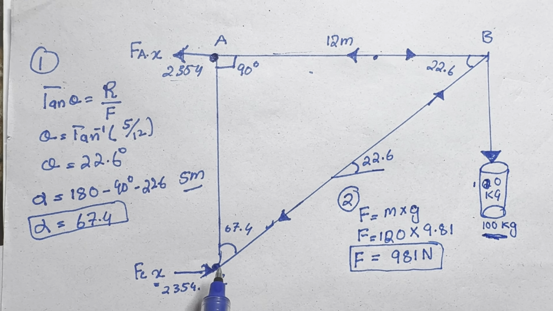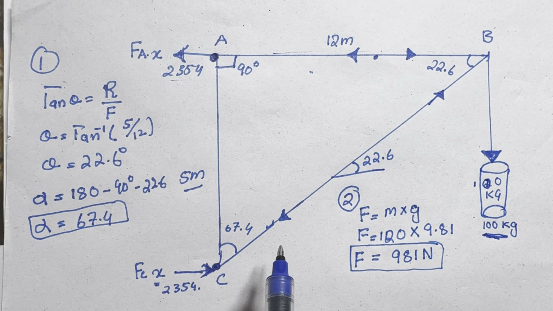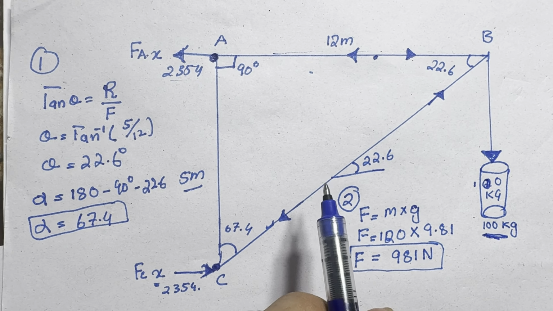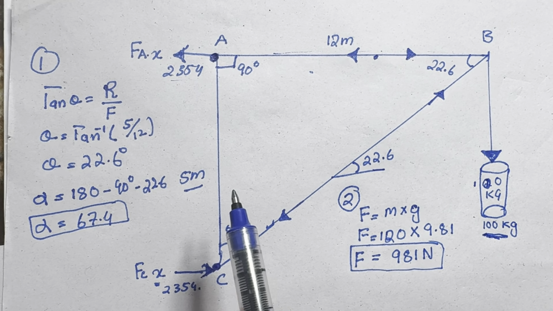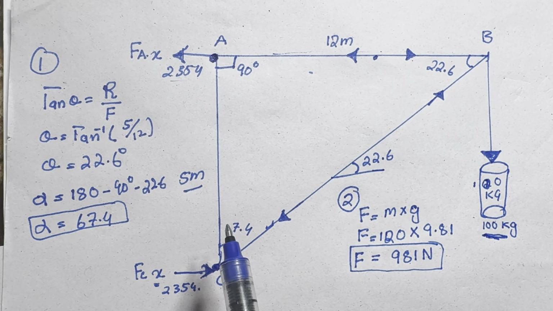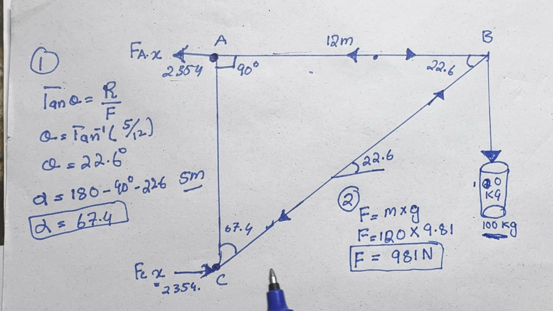The reaction force will be found by the summation of all forces, because this is in equilibrium. So we have three equations of equilibrium. We have to apply the equations of equilibrium: summation of all moments at a point equal to 0, summation of all vertical forces, and all horizontal forces at a point equal to 0.